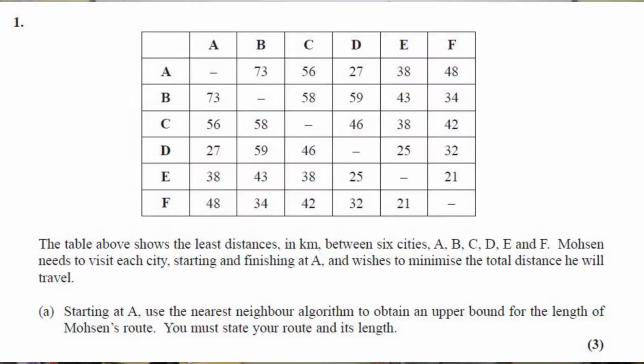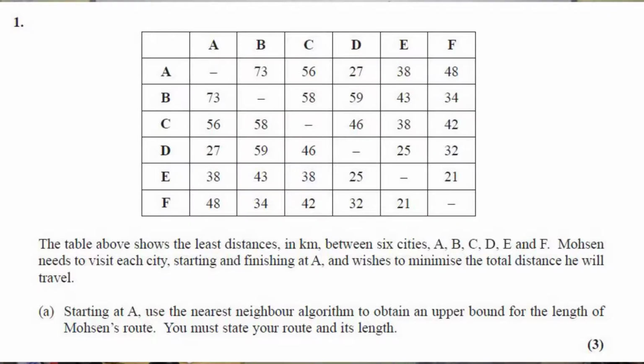So this first question states that the table above shows the least distance in kilometres between the 6 cities A, B, C, D, E and F. We need to visit each city, starting and finishing at A, and we wish to find the minimum total distance that would be required to travel. So for part A, starting at A, we need to use the nearest neighbour algorithm to obtain an upper bound for the length of the route. And we must state the route and its length.